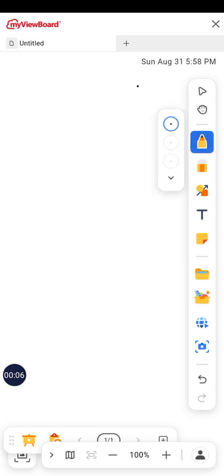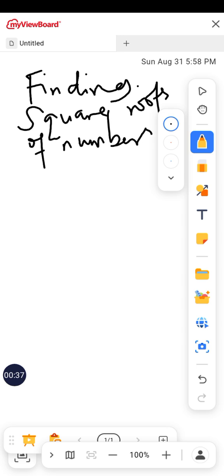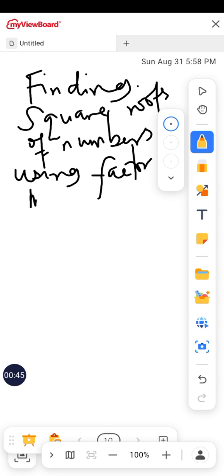Okay, in our last class, we talked about finding the LCM and HCF of larger numbers. This evening, we are going to be looking at finding square roots of numbers using the factor method.